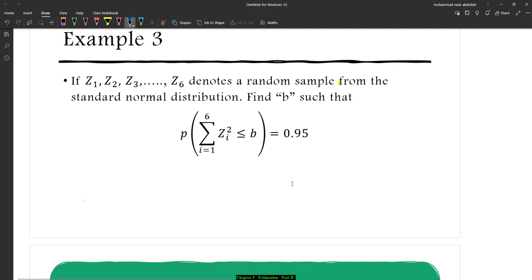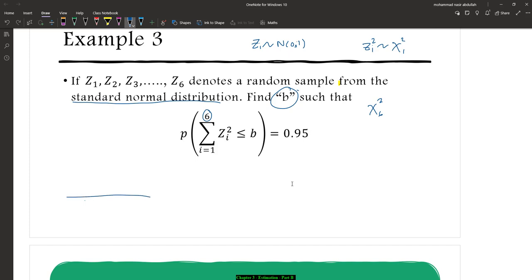So, example number 3 says that Z1 until Z6 denote a random sample from the standard normal distribution. So, we know that Zi is having a standard normal distribution, right, where i equal to 1 until 6. So, we want to find b such that the probability of the summation of Zi squared is less than b. We know that Z squared is having a chi squared with 1 degree of freedom. When we apply the summation, it should be summation to the n. So since the summation until n equal to 6, we know that it's going to have a chi squared with 6 degrees of freedom.